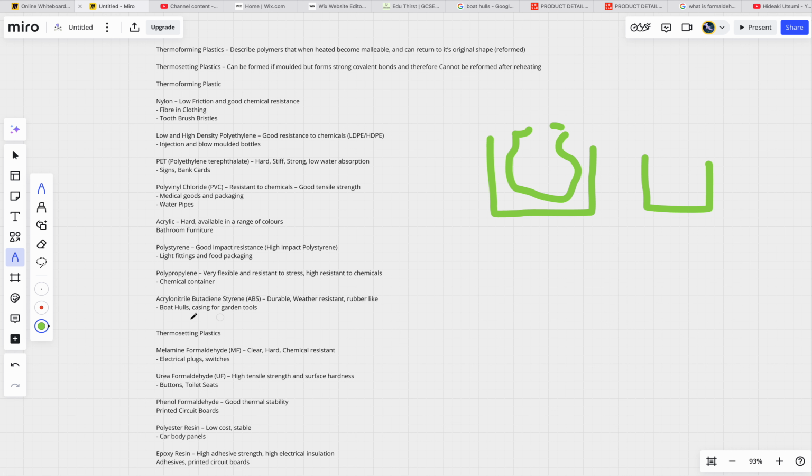And you also get some thermosetting plastics, and first you get melamine formaldehyde. It is quite clear, hard, also quite chemical resistant, so it is used for electrical plugs and switches, since it protects the internals and is basically an insulator. And you get urea formaldehyde, which has quite good tensile strength and surface hardness, so it can really sustain quite a lot of wear and tear from daily use of pressing it because it has good surface hardness.